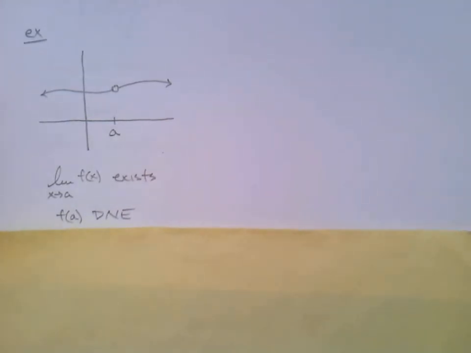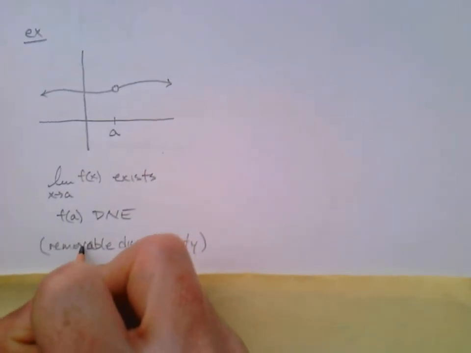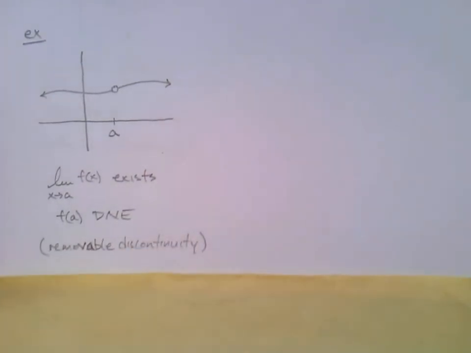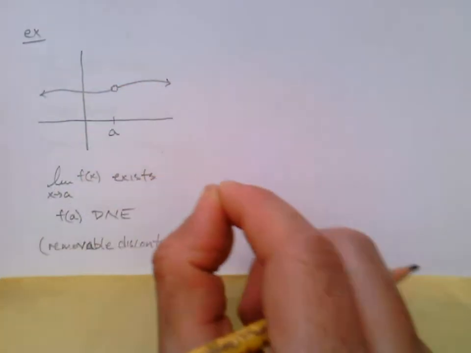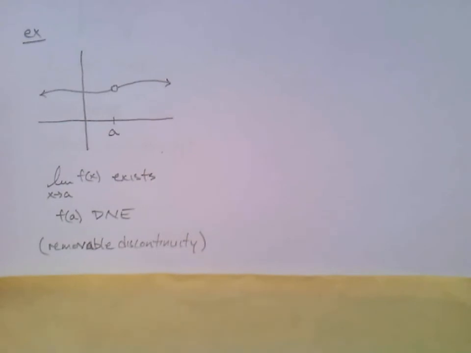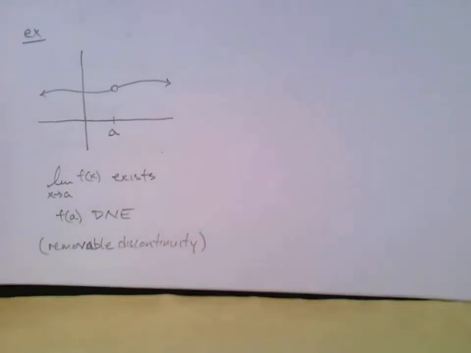So we give this a different type of name. We call this one a removable discontinuity. And the word removable is used because it's like somebody reached down and removed that one point and just flicked it to the side. Okay, so that is not continuous, all right? Moving on.